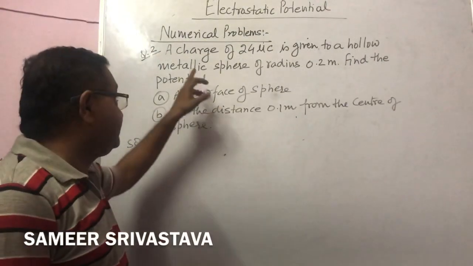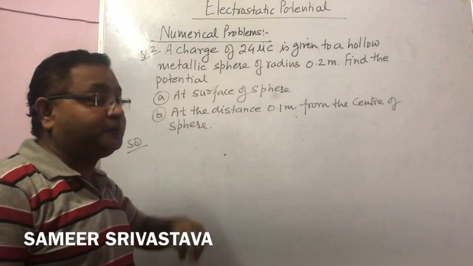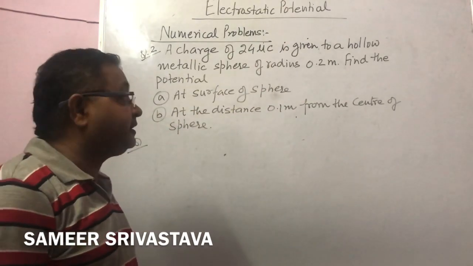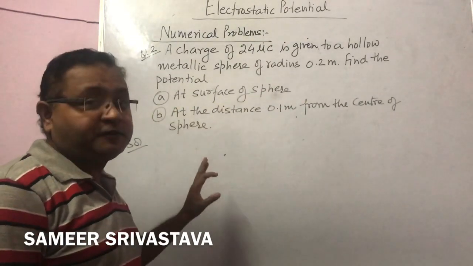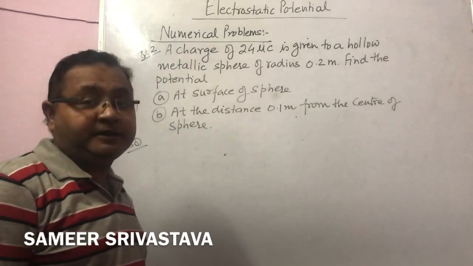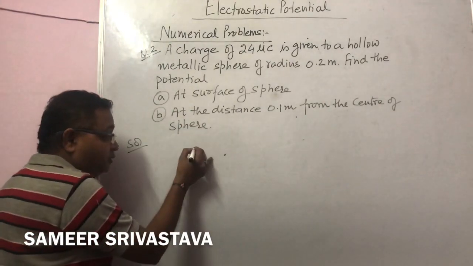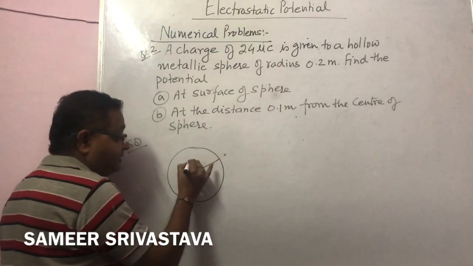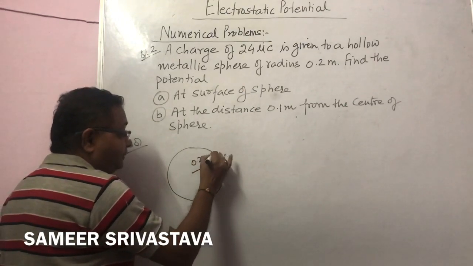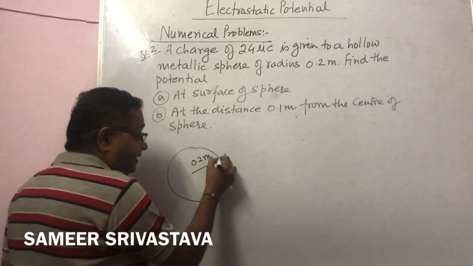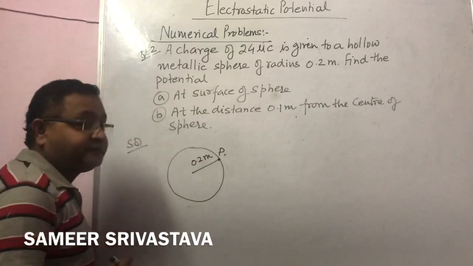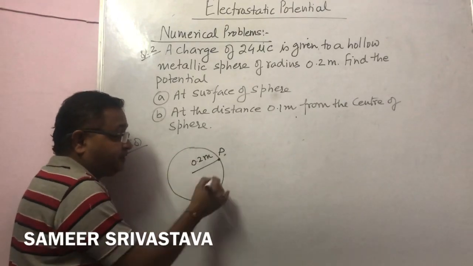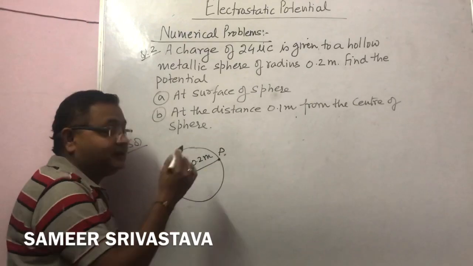Now the second question says a charge of 24 microcoulomb is given to a hollow metallic sphere of radius 0.2 meter. Find the potential at the surface of the sphere and at the distance 0.1 meter from the center of the sphere. In this question there is a hollow sphere, right, and the radius of that sphere is given as 0.2 meter. Now first we have to find the potential at the surface of this sphere. So we let a point P at the surface of this sphere where we have to find the potential.